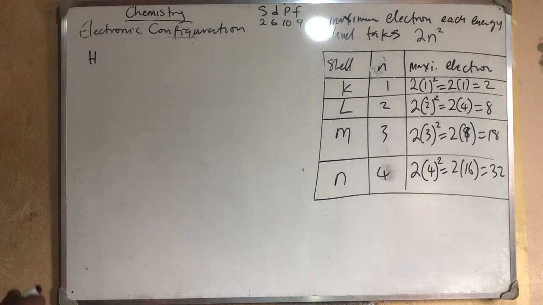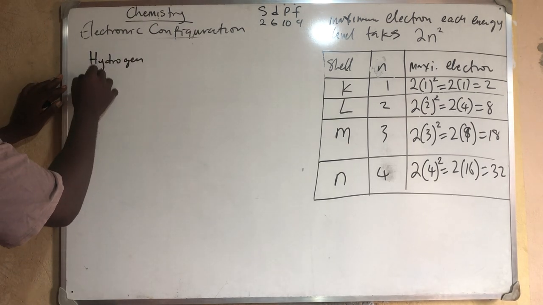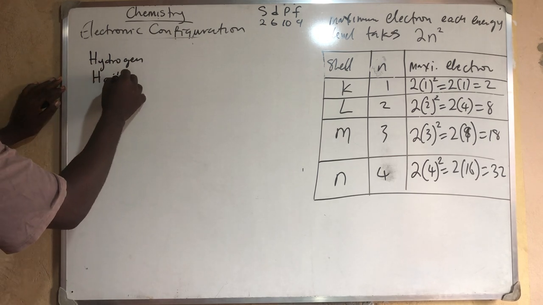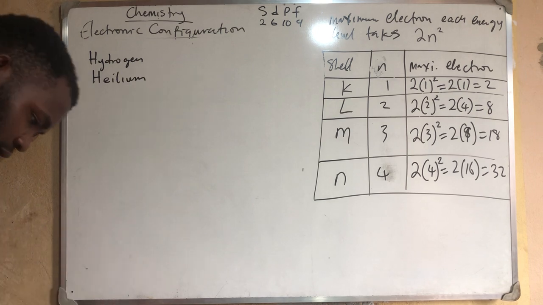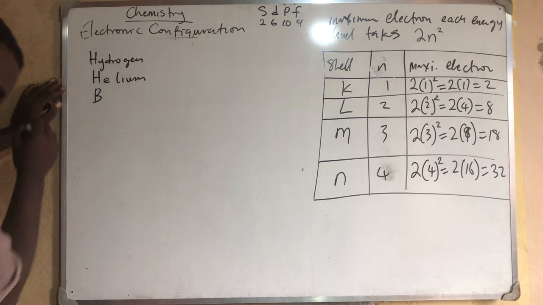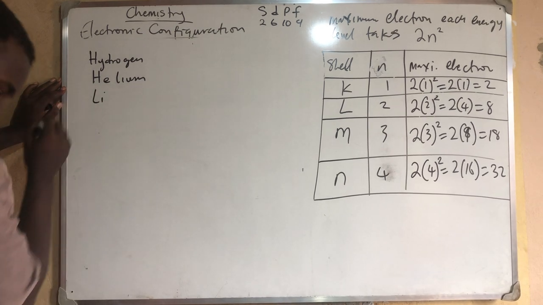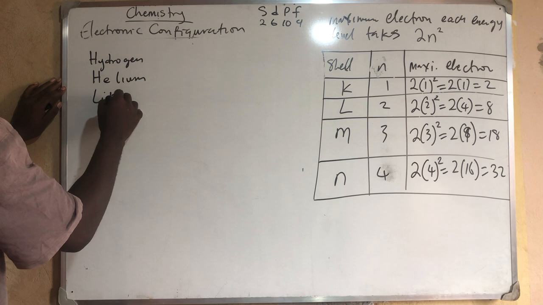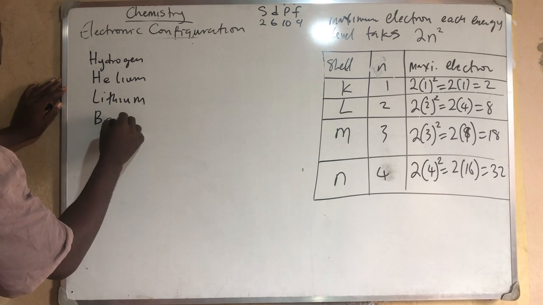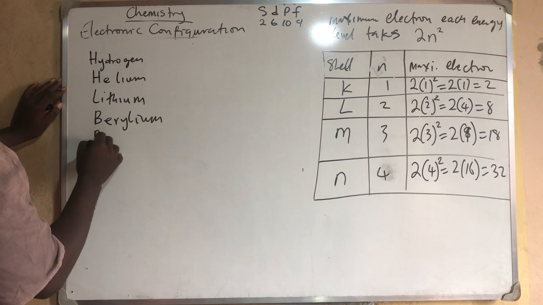So the first one is what? Hydrogen. Helium. Okay, this is helium. Lithium before beryllium. Lithium. Beryllium. All right. Boron.